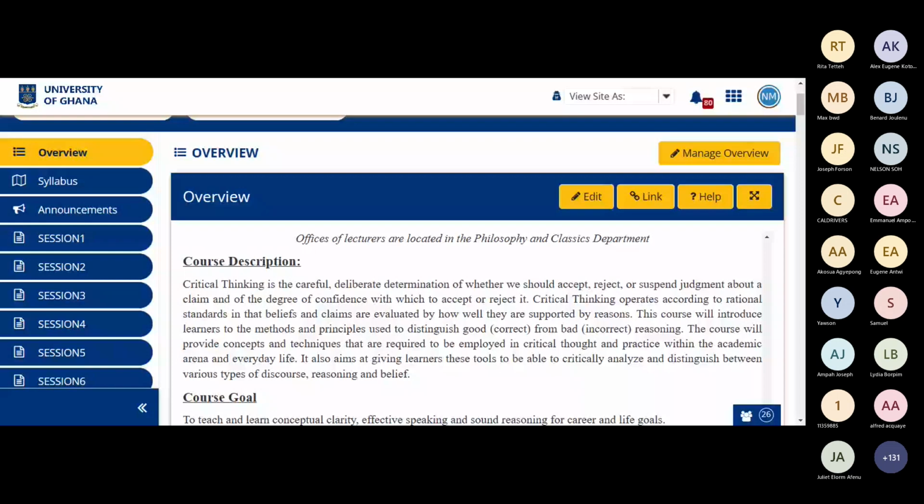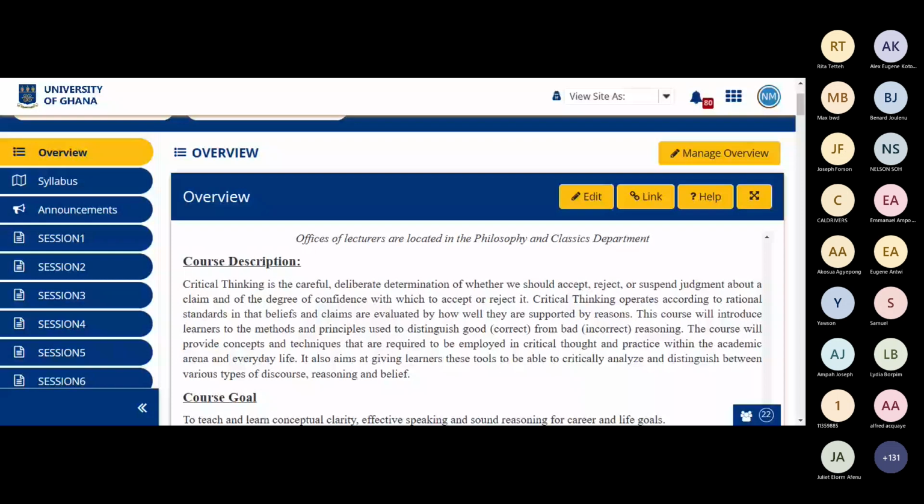Course description. Critical thinking is the careful, deliberate determination of whether we should accept, reject, or suspend judgment about a claim and of the degree of confidence with which to accept or reject it. Critical thinking operates according to rational standards in that beliefs and claims are evaluated by how well they are supported by reasons. This course will introduce learners to the methods and principles used to distinguish good, which is correct, from bad, which is incorrect reasoning. The course will provide concepts and techniques that are required to be employed in critical thought and practice within the academic arena and everyday life.